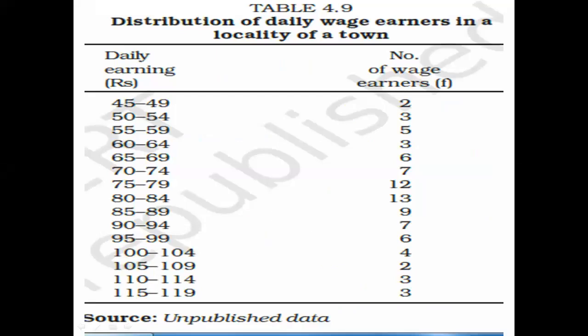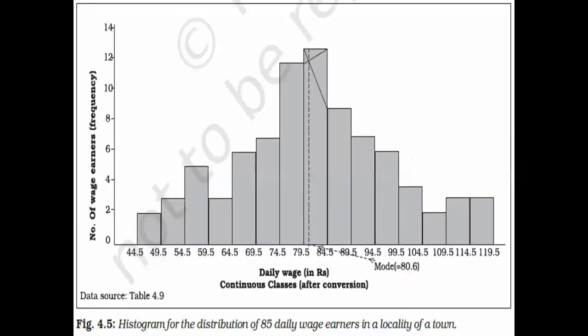Distribution of daily wages earned in a locality of the town. You can see here 45 to 49 rupees daily earning, the number of earners is two. Like that, 50 to 54 rupees, three members. Like that, 115 to 119, three members, right? If you want to present such data, it is going to be a histogram for the distribution of 85 daily wage earners in a locality of a town.